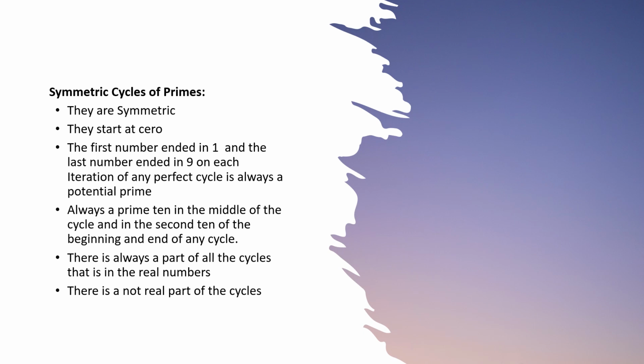They start at 0. The first number ends in 1 and the last number ends in 9 on each iteration of a perfect cycle, and is always a potential prime. Always a prime 10 in the middle of the cycle and in the second 10 of the beginning and end of any cycle. There is always a part of all the cycles that is in the real numbers line. There is a not real part of the cycles. There is a part of the cycle that is not real always.